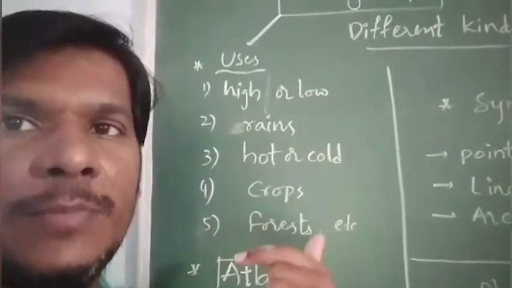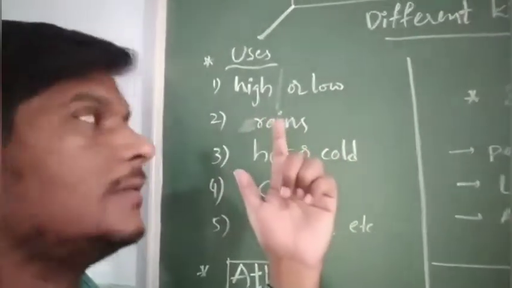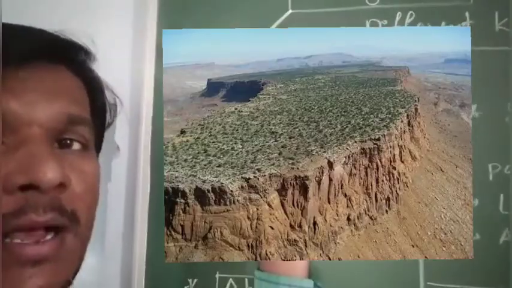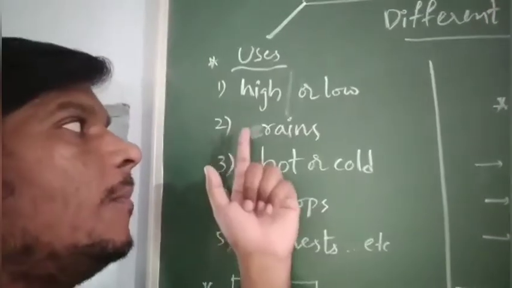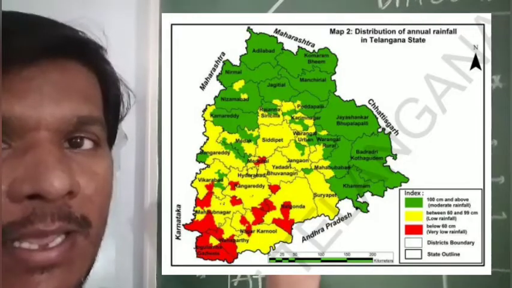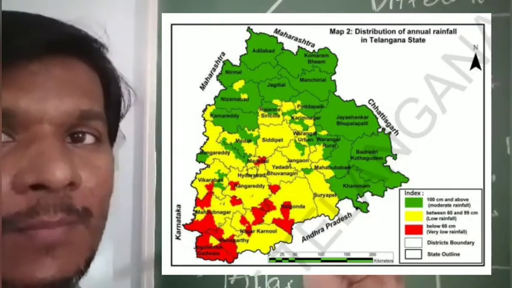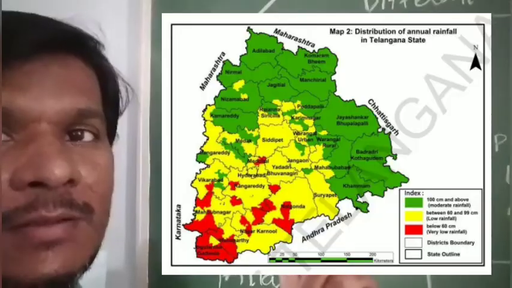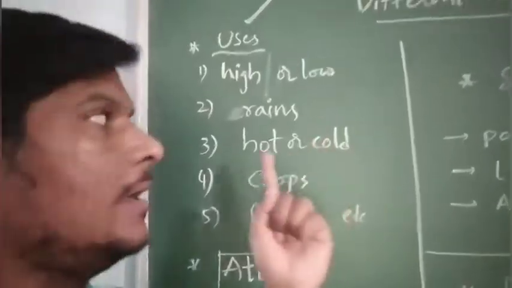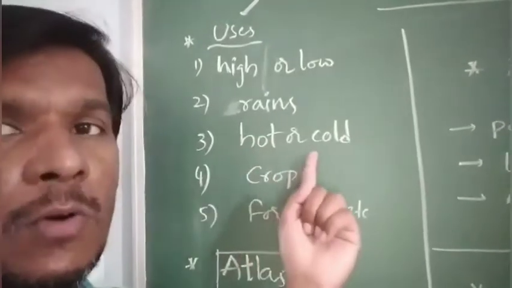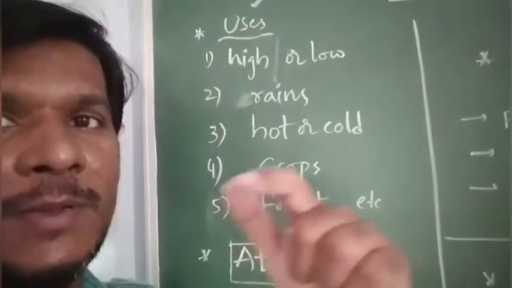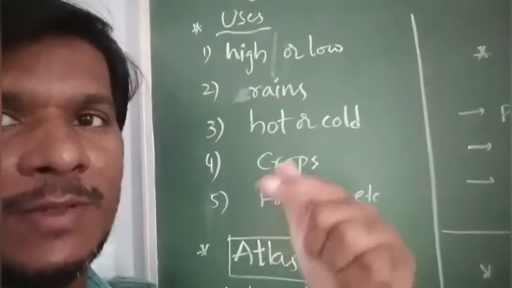Many uses we have with maps. Maps tell us how high or low the land is. Maps tell us what kind of rainfall we get in a particular area, high rainfall or low rainfall. Different rainfall places, high and low, we can show in a rainfall map. Next, whether a place is hot or cold, we can understand by the map. In a temperature map, various places have various temperatures, by that we can understand which places are hot and which places are cold.